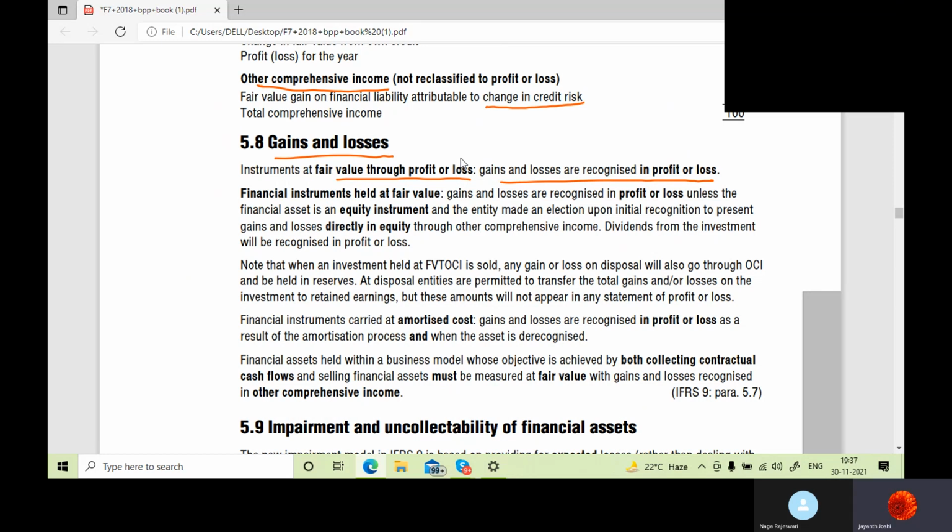Instruments at fair value through P&L. That means these are the securities which are held for trading purposes. Whenever I speak about profit or loss, it is trading purpose. Whenever I speak about held for sale, it is OCI. Understood, no? We discussed yesterday.